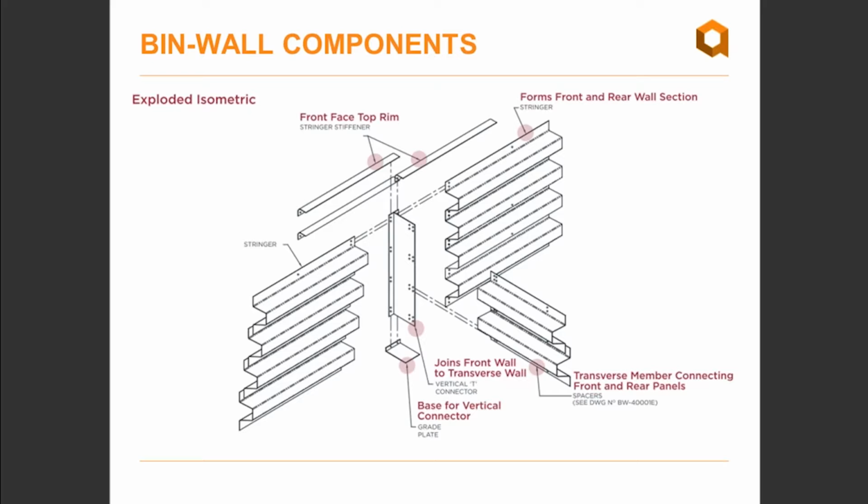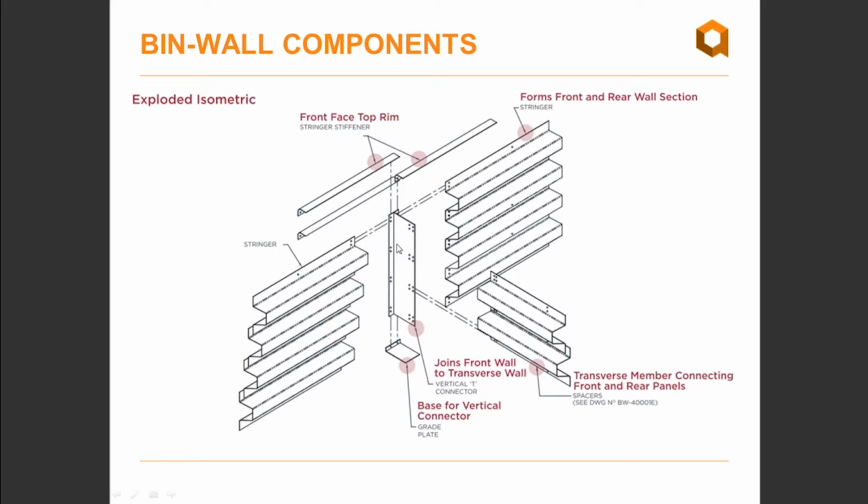So here's an exploded isometric view of the components that make up bin wall. Just generally speaking, it's fairly simple components. We have our horizontal stringers shown here with 2 bolts per connection to the vertical T. This T is essentially what separates each adjoining bin.